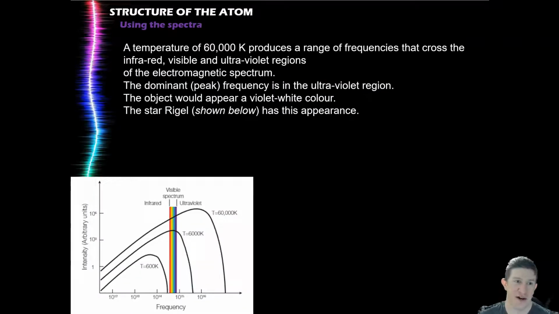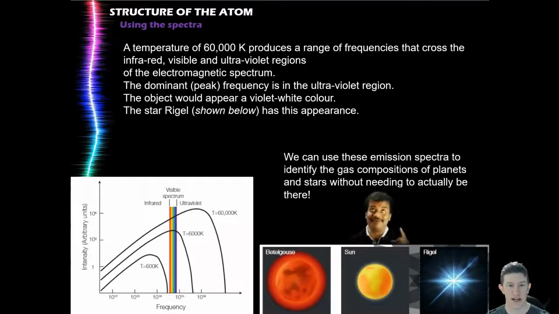So how do we use that spectra? At a temperature of around 60,000 Kelvin, it starts to produce a range of frequencies that cross the infrared, the visible, and the ultraviolet regions of the EM spectrum. The dominant peak frequency is in the ultraviolet region at this temperature, and the object would appear more of a violety white color. An example of this is the star Rigel, which we can show below, that has this exact appearance. So if we use this information, we can look at the star, match it to this intensity frequency graph, and we can figure out that it's burning at about 60,000 Kelvin.